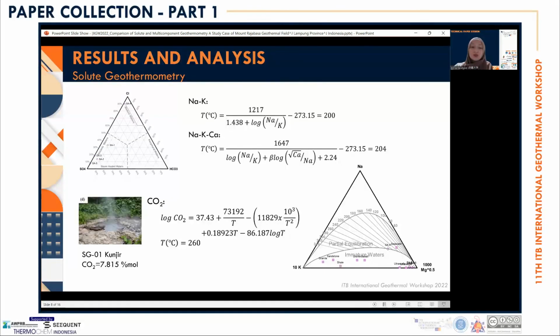Meanwhile, we also use CO2 gas geothermometry since our gas data quality is pretty good too for geothermometry. The value from CO2 is a tad higher than the solid geothermometry, which is about 260 degrees Celsius.